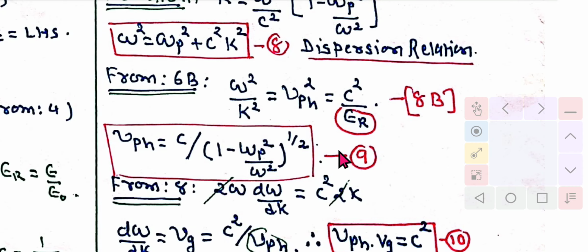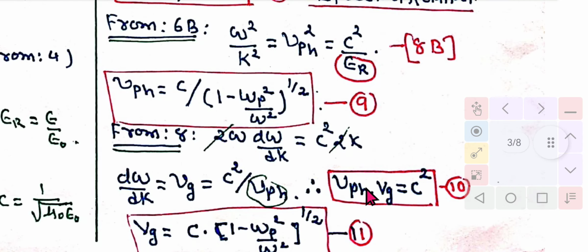Okay, again, twice omega d omega equal to c square twice k dk. Differentiate on both sides. So twice omega d omega by dk equals c square into twice k. Again omega by k equal to vph. So d omega by dk, which is called group velocity, equal to c square times k divided by omega, which is the inverse of phase velocity. So vg equal to c square divided by vph.